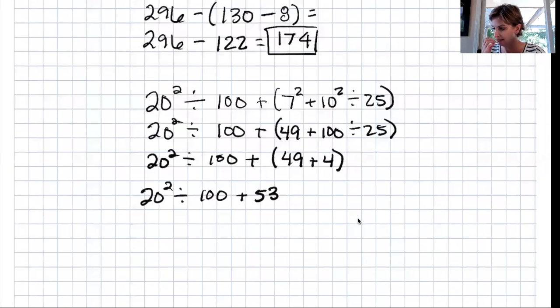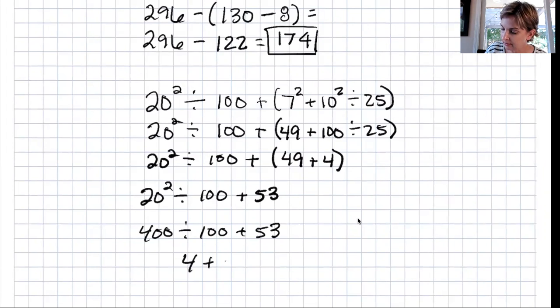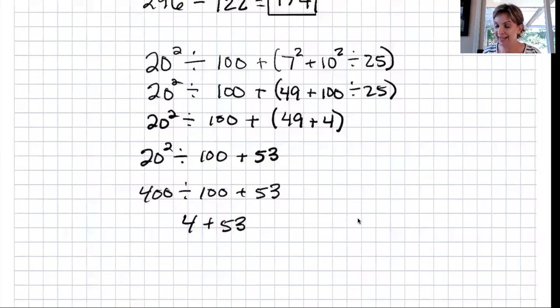No parentheses. Now we're moving on to the E in PEMDAS, exponents. We do have an exponent: we have 20 squared, so that has to come next. 20 squared is 400. Now I have division and addition. Division comes next, so 400 divided by 100 is 4. And last step, add those up and you get 57.